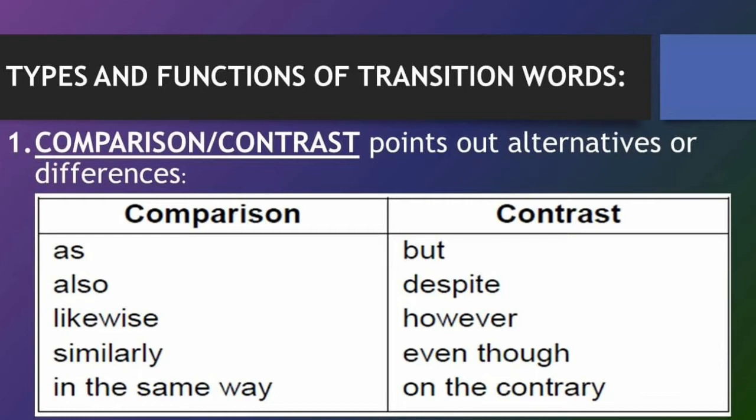So first we have comparison or contrast. We use these transition words to point out alternatives or differences. And we have here a table wherein we have an example for comparison and contrast. So for comparison, these are the transition words: as, also, likewise, similarly, in the same way. So obviously, comparison, we use this for alternatives. Okay? And for contrast, we use it to point out differences. And the examples that we have here are but, despite, however, even though, and on the contrary.